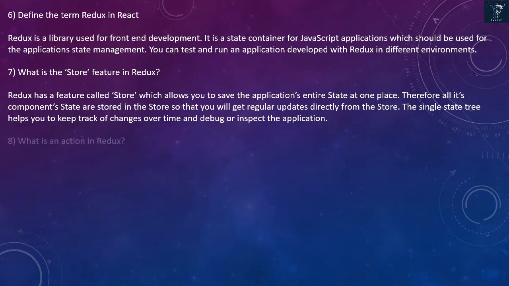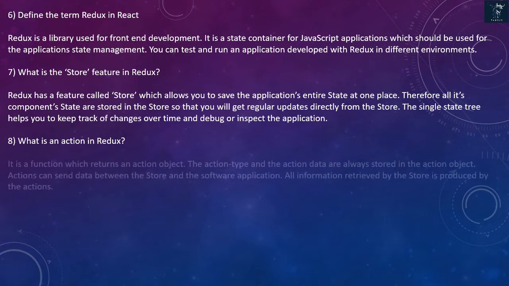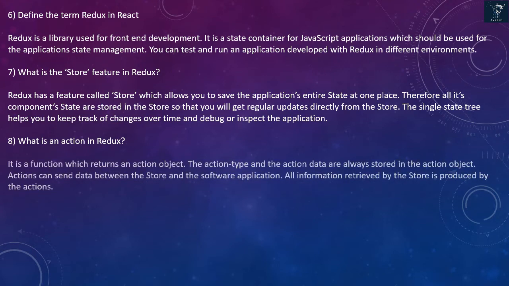7. What is the store feature in Redux? Redux has a feature called store, which allows you to save the application's entire state in one place. Therefore, all its component states are stored in the store so that you will get regular updates directly from the store. The single state tree helps you to keep track of changes over time and debug or inspect the application.